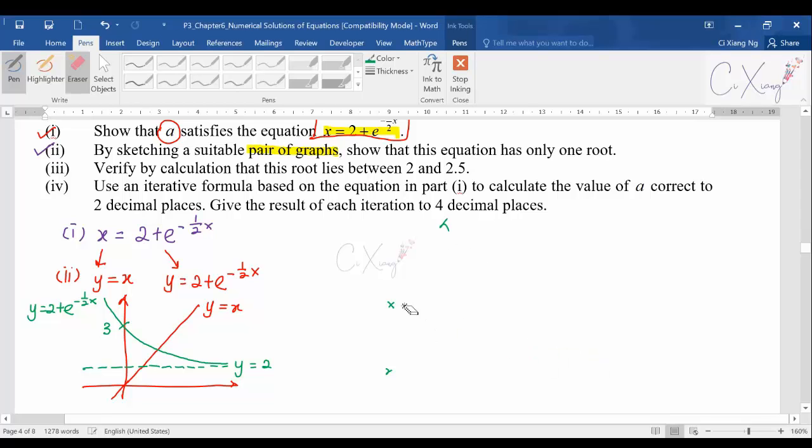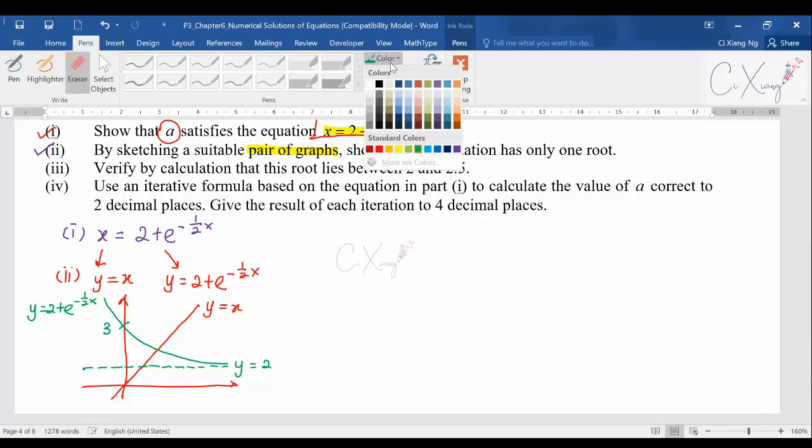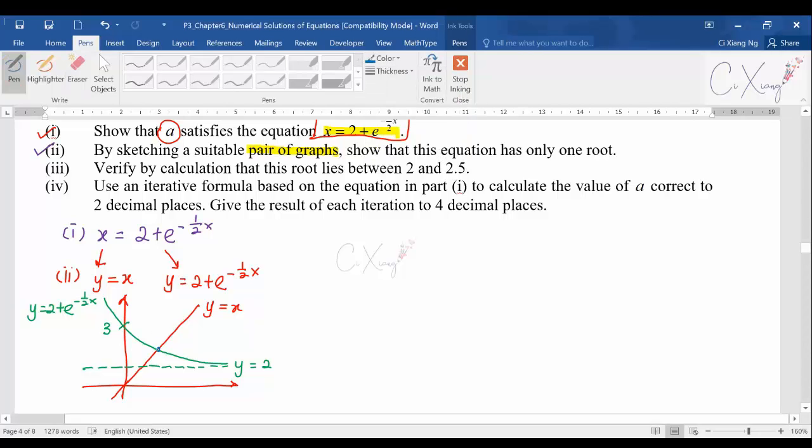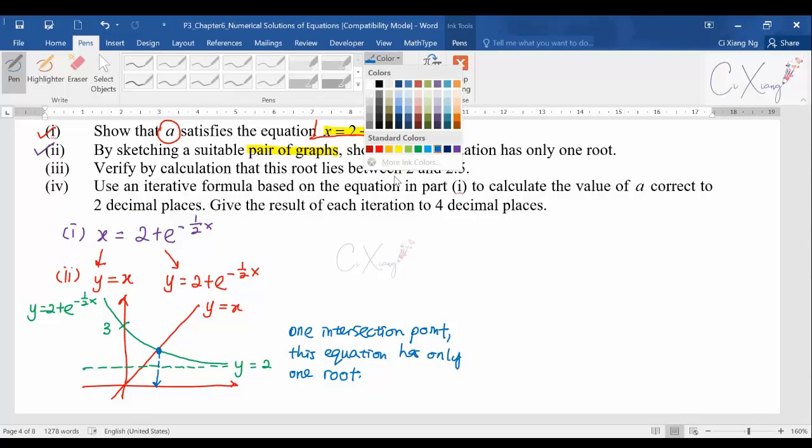So from here, what you can observe is what they want you to prove. They want you to prove that there's only one root. So you are looking for the intersection point. You can see that there is one intersection point. So therefore there's only one root. All right, so this is how we do part number 2.